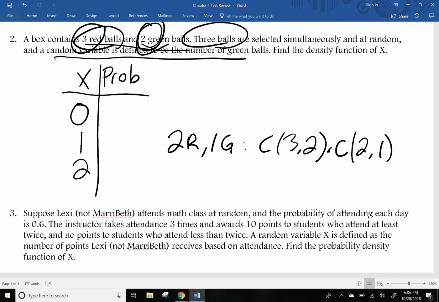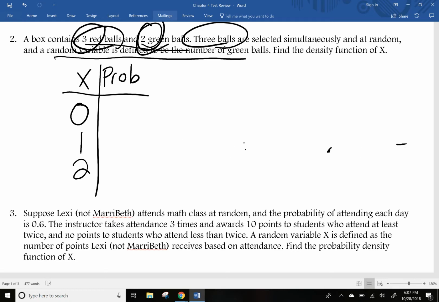So that is, I believe, 6 out of 10. This equals 6. But remember, all of these are out of 10. So the probability for 1 is 6 out of 10.